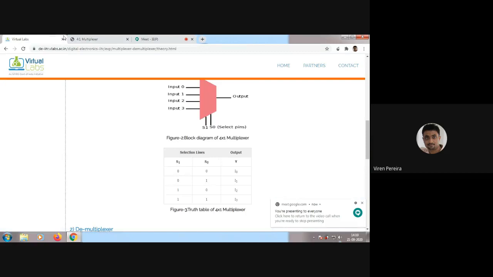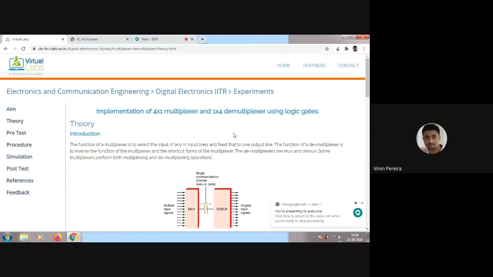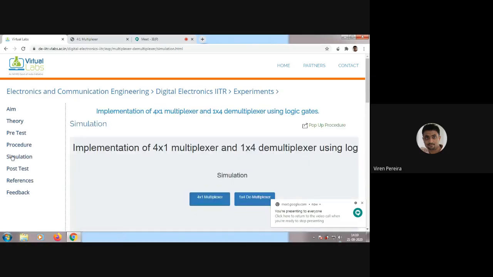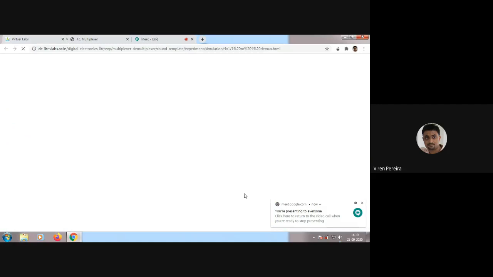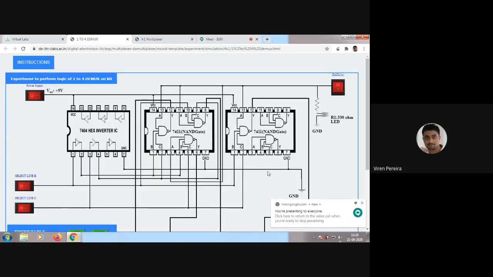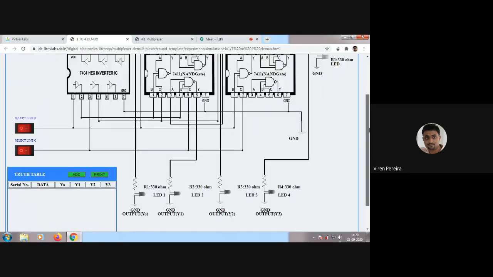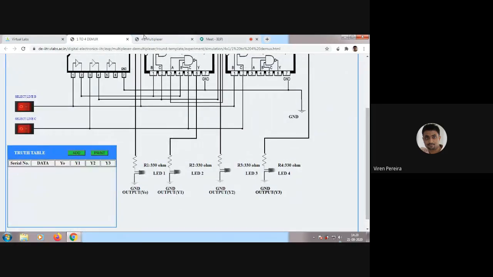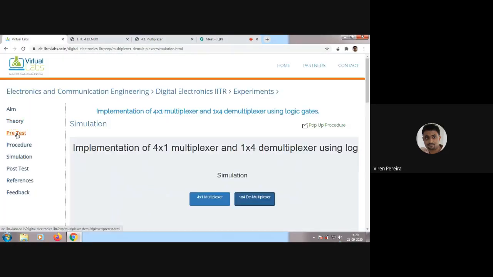So we did the multiplexer. Now we will try the demultiplexer. So we'll go for the demultiplexer. Now in the demultiplexer, they have used an inverter, a NAND gate and another NAND gate. So first let's turn this on. Now we'll go to the theory, what we have seen.